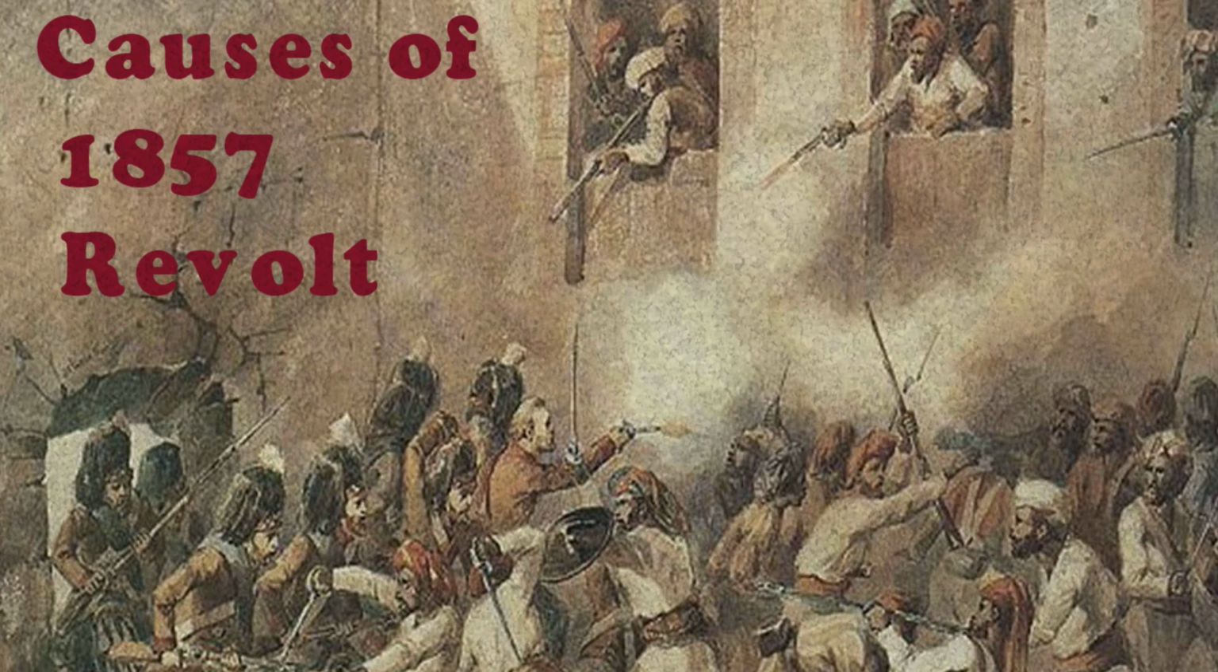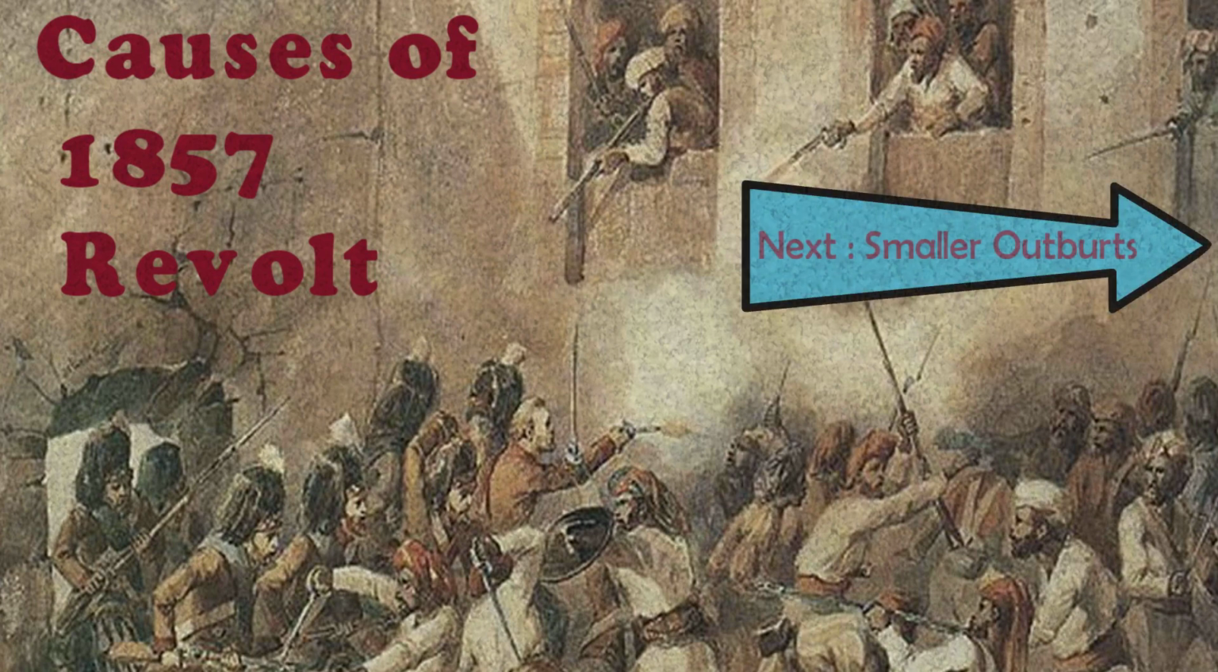in 1857. Now, before the 1857 revolt, there were a series of smaller outbursts in the form of religious political violence, tribal movements, peasant riots, civil rebellions, etc. In the next video, we will see the smaller revolts that finally led to the 1857 uprising.